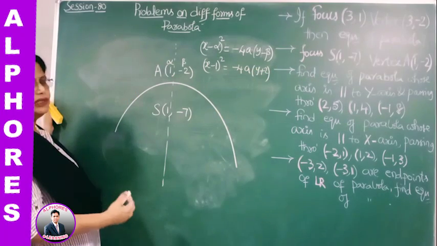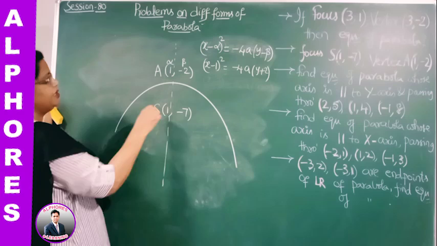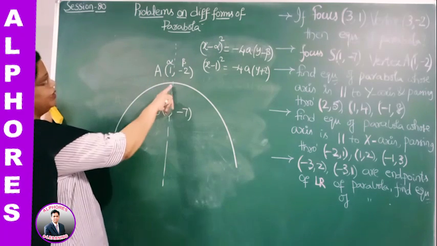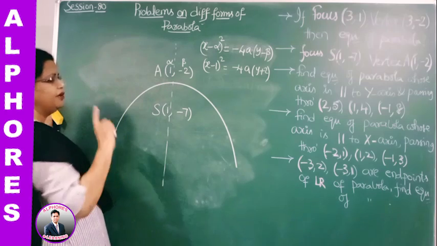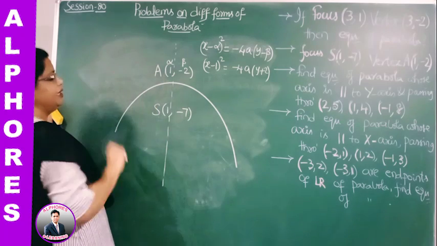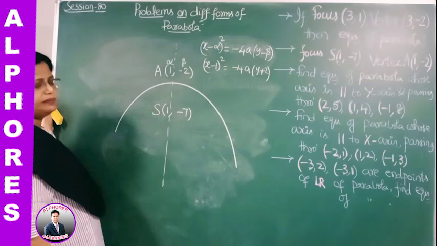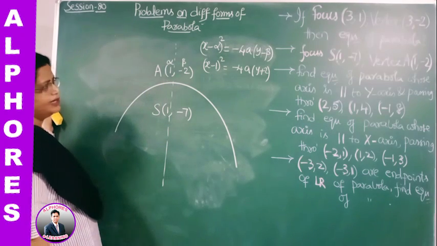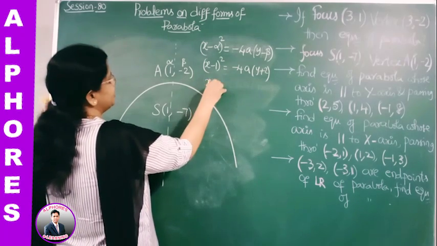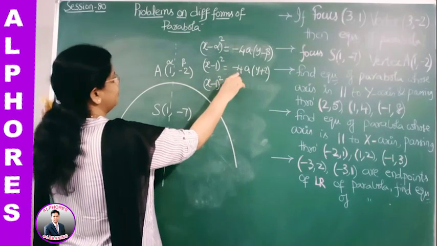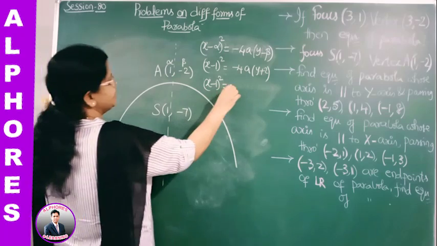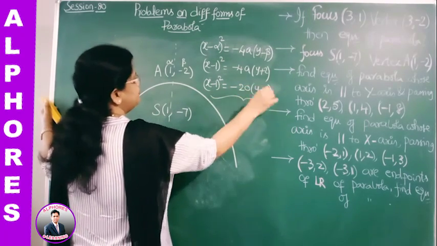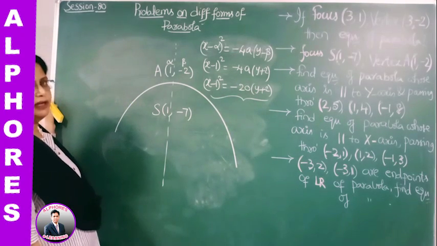Now after you got this value, again just like the previous problem, AS is nothing but how much here? It is a units, AS equal to a units. As AS is a units, then we apply again the distance formula. Thereby the distance AS is nothing but 5 units. And therefore we write this as (x - 1) whole square equal to minus 4 into 5 units, that is minus 20 times (y + 2). So if you simplify, that is our equation of the parabola.